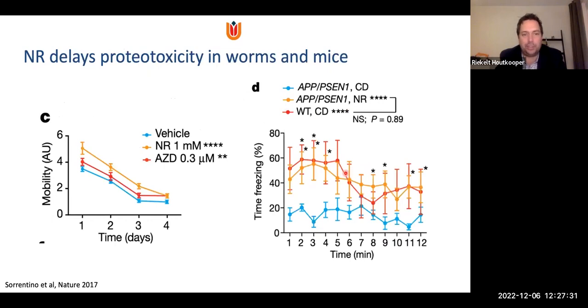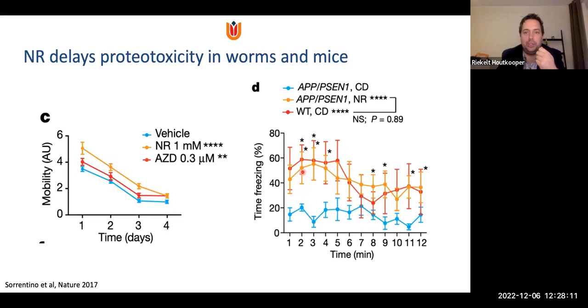And this is the final example that I wanted to show. This is again C. elegans, but also mice, C. elegans on the left, mice on the right. This is a model for neurodegeneration, where these worms are genetically engineered to undergo this neurodegenerative phenotype. And you see that within a few days, these worms become paralyzed. So this is the mobility that we measure. But if we supplement the worms with nicotinamide riboside, the orange line, you see that the paralysis is less pronounced compared to the control.